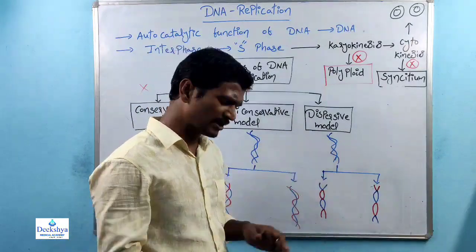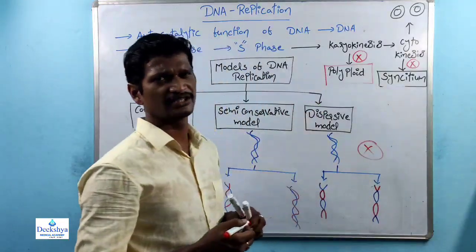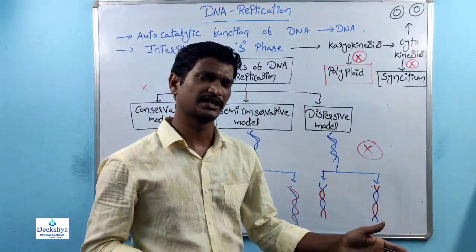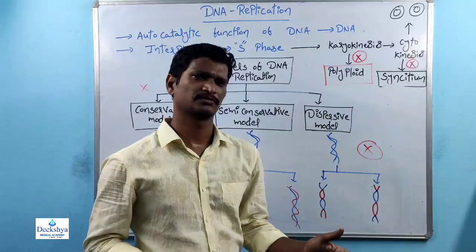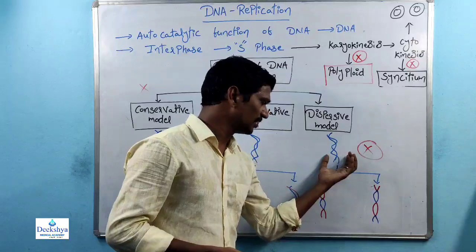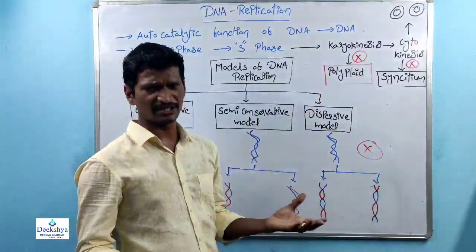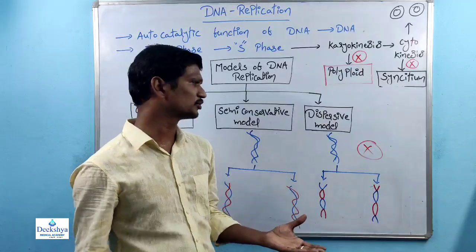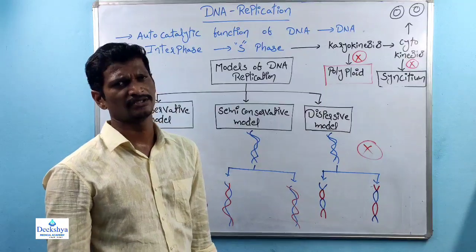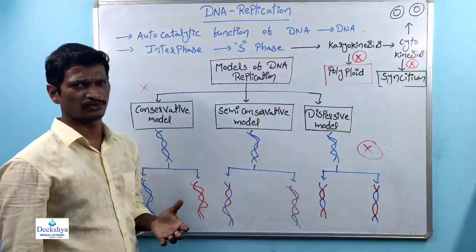So this is one of the failure models, because DNA is not synthesized in this manner. Always one strand belongs to the parent strand and one strand is newly synthesized. But what I am telling here is that in a complete DNA, a bit belongs to the parent DNA and a bit is newly synthesized DNA. That is not possible. That's the reason why the dispersive model is also a failure model, right? So that is about the different models of the DNA replication process.